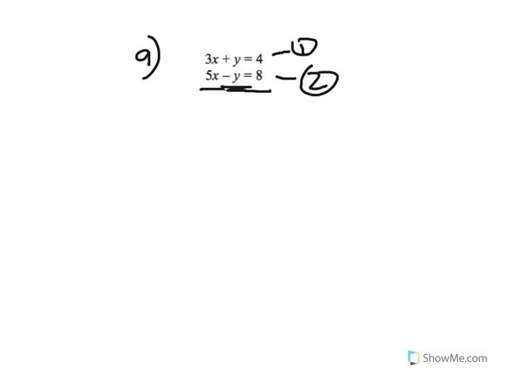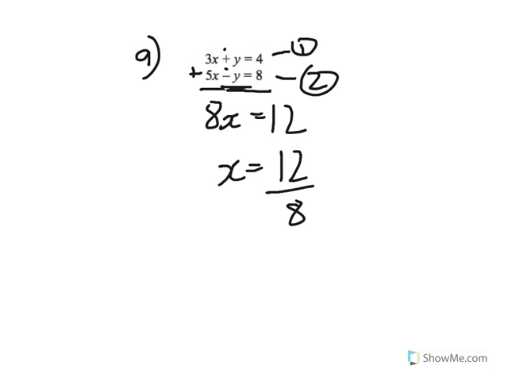So we're going to add these two equations because they have opposite signs, this sign and this sign. We're adding these two equations to eliminate the y's. By adding them, we get 8x, and y minus y is 0. So 8x is equal to 4 plus 8, which is 12. So x is equal to 12 over 8, by dividing both sides by 8, and that simplifies to 3 over 2.